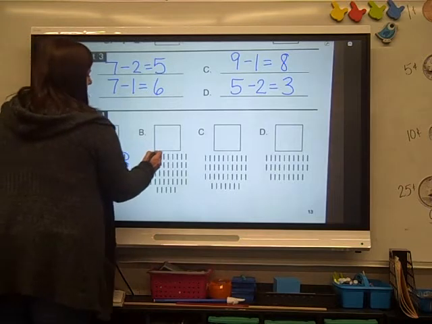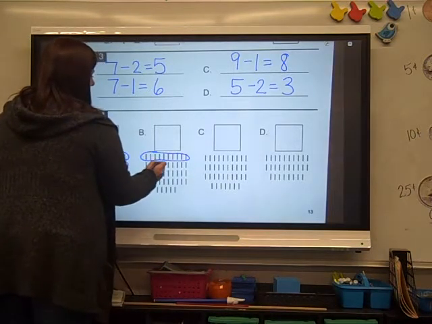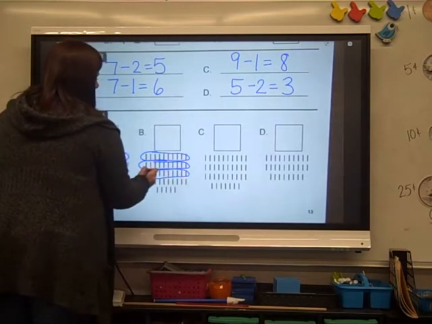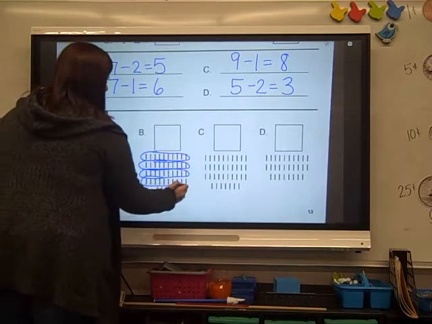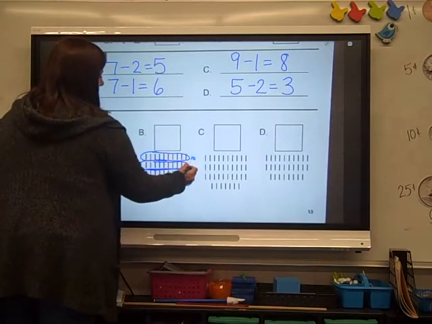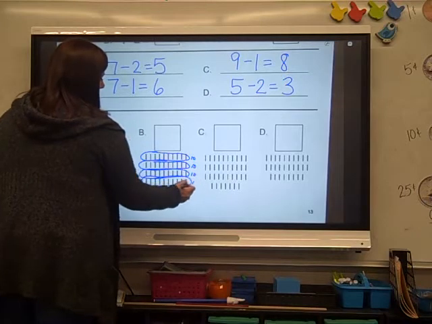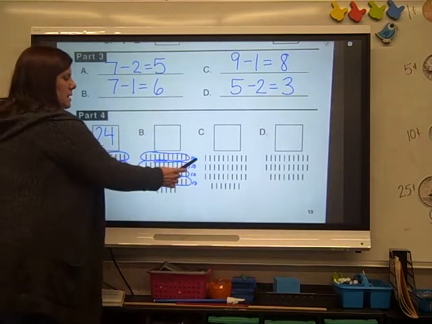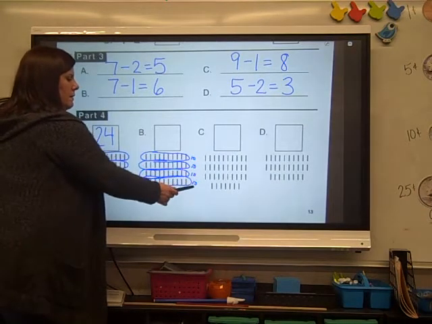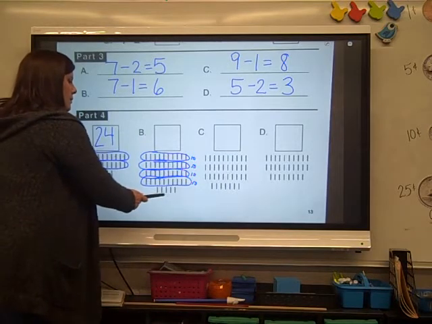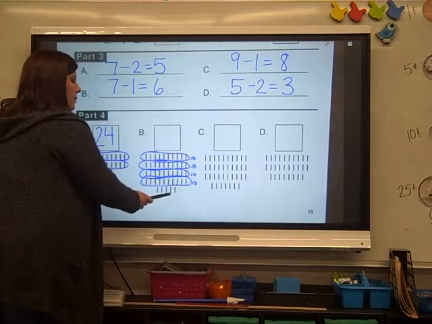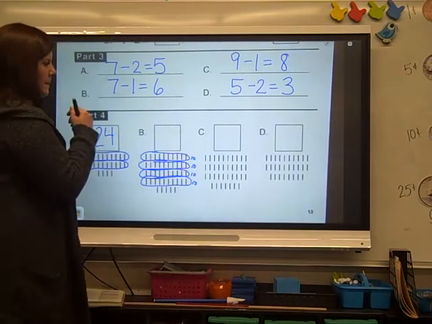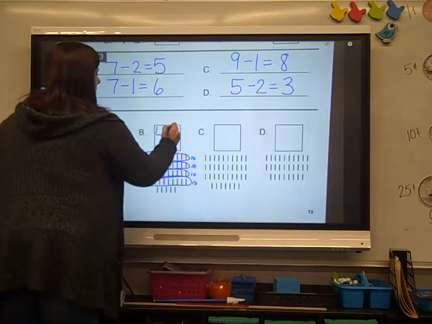Okay, now let's look. Let's circle the rows of 10. Here's a row of 10. Here's a row of 10. Here's a row of 10. Here's a row of 10. So that one's 10, 10, 10, 10. Is that a row of 10? No. So let's count. Ready? 10, 20, 30, 40, 41, 42, 43, 44, 45. How do you write 45? Right, 45.